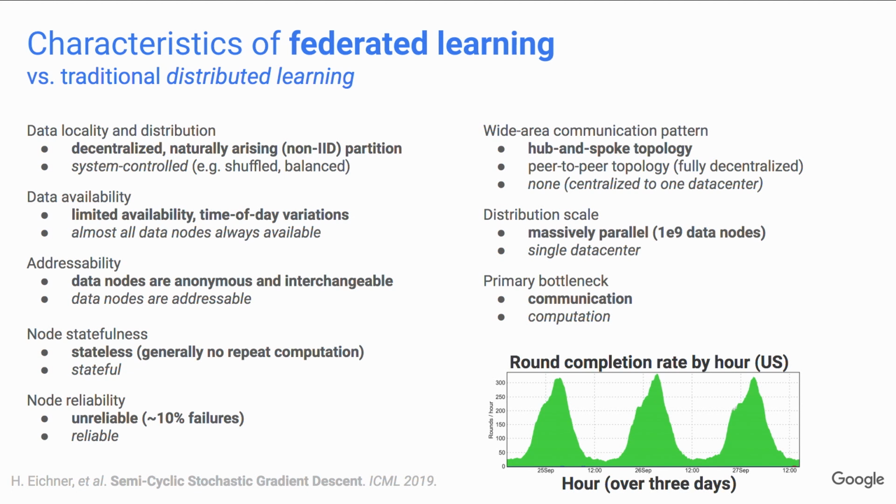Another major difference are just the characteristics of these nodes. We want to treat the nodes as anonymous and interchangeable, unlike in the data center. The nodes in federated learning are stateless, they're highly unreliable, they have limited communication bandwidth, and so on. So all of these things need to be taken into account when designing a federated learning system.